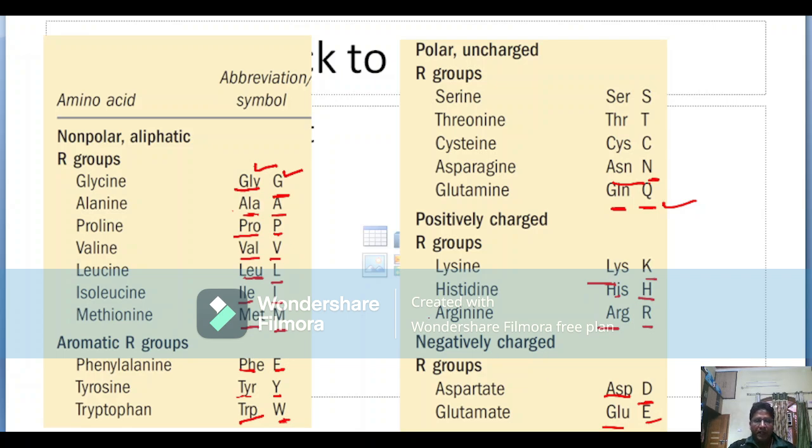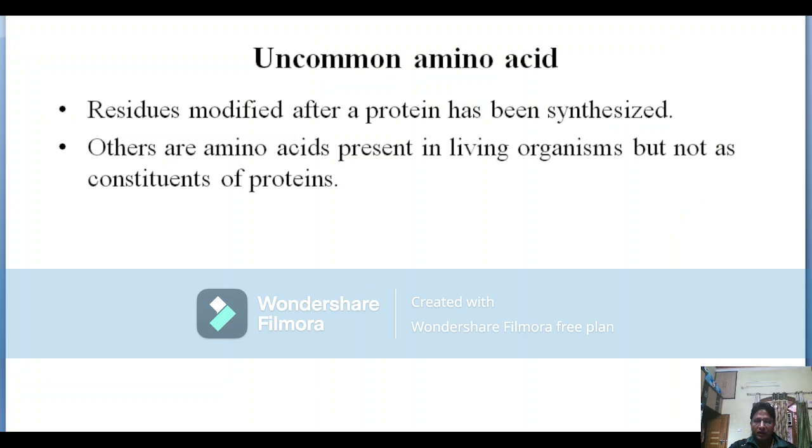These are the amino acids we have discussed earlier. These 20 amino acids are called the common amino acids or the standard amino acids. Now we come to some amino acids which are called uncommon amino acids. These are created after an amino acid from the standard set is incorporated into a protein; then some chemical modification takes place and these amino acids are synthesized.